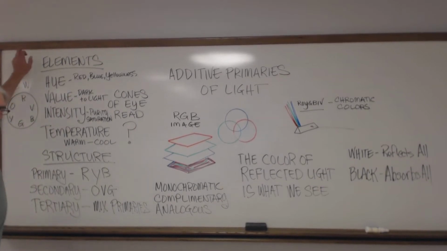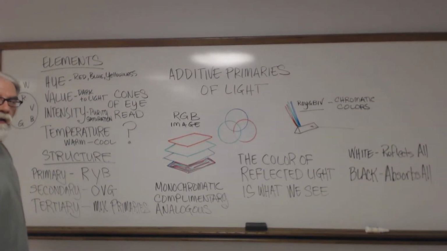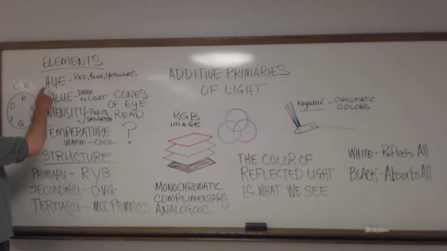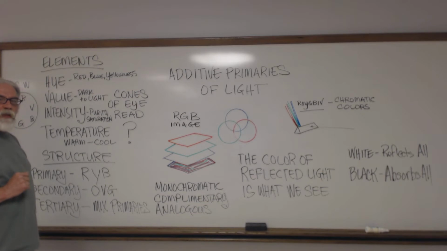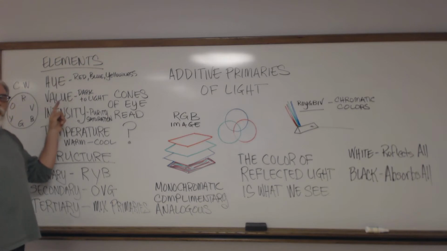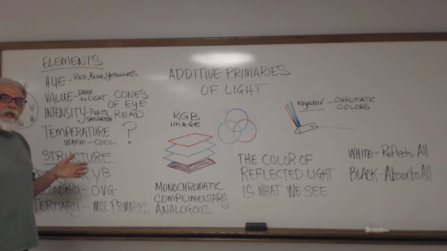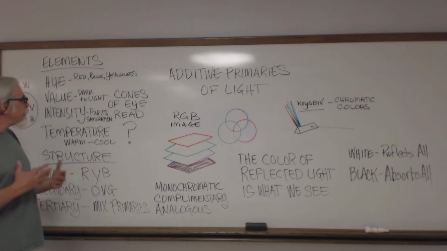I've listed the elements of color, and the elements of color, of course, include the hue, which is the redness, blueness, or yellowness of color, and we call that a hue, and every other color in between. The value is the difference between dark and light of a color, and we can see different values of color in the same scenes that we may be photographing, depending upon how sun is hitting them and shadows.